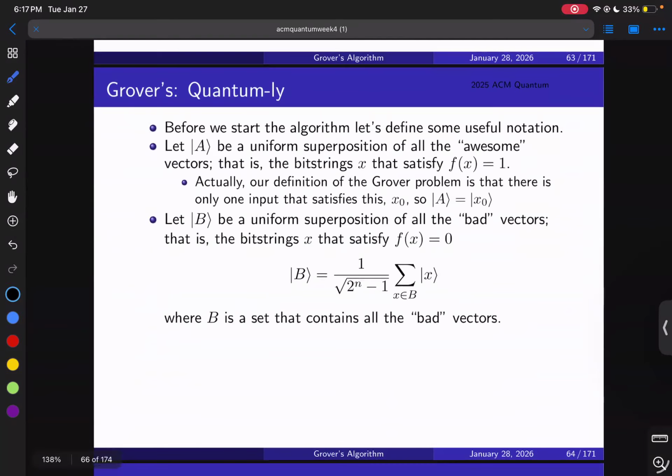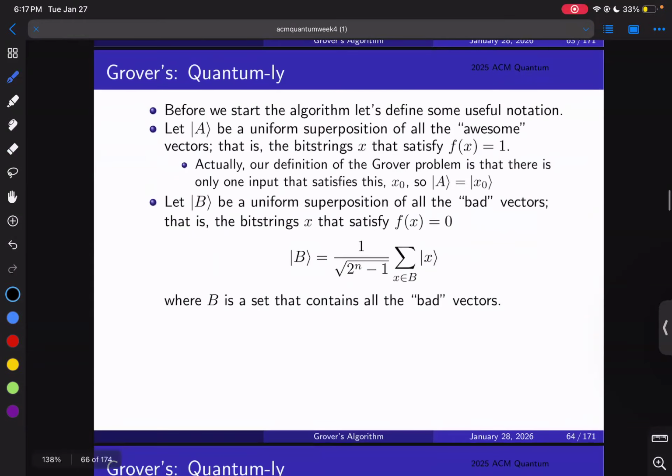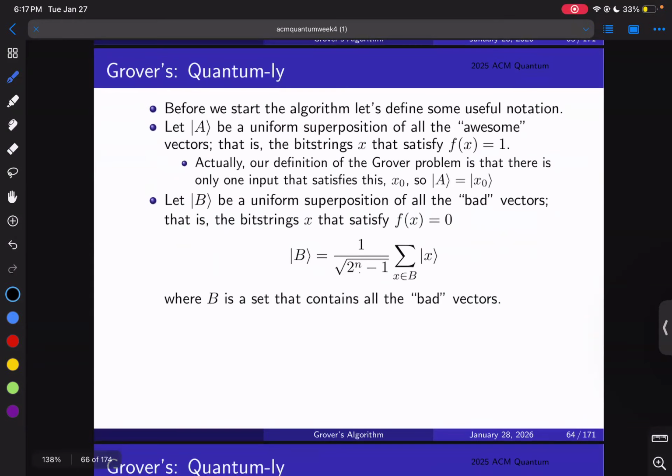And then B will be a uniform superposition of all the bad vectors, which is the B. That's all the bit strings x that when you input them into the function, you get 0. Mathematically, this is how we define it: 1 over root 2 to the n minus 1. That makes it a uniform superposition so that each vector has the same probability of being measured. And then we just sum up all the x's that are in the set B, which is all those strings that are, quote unquote, bad.